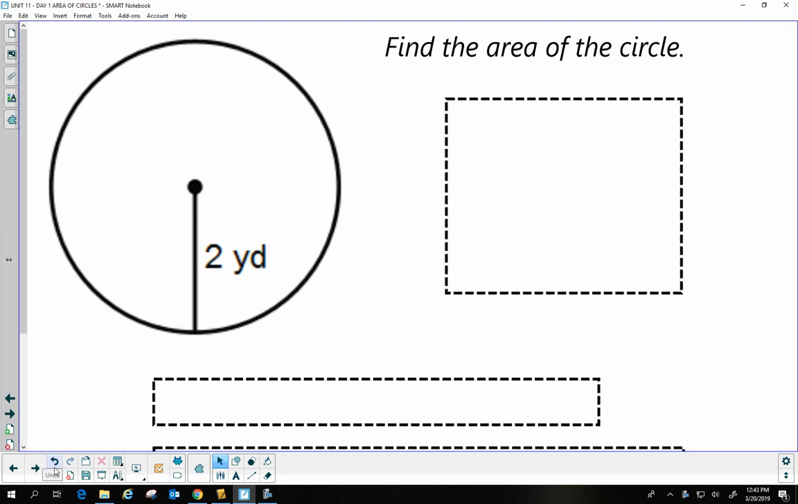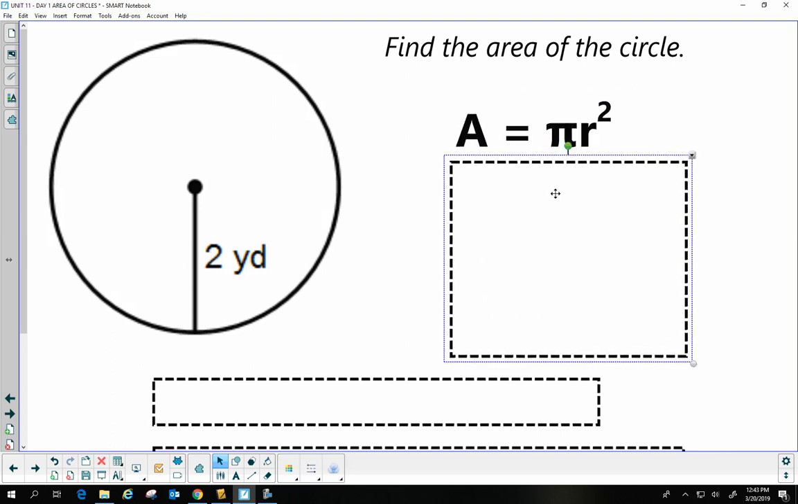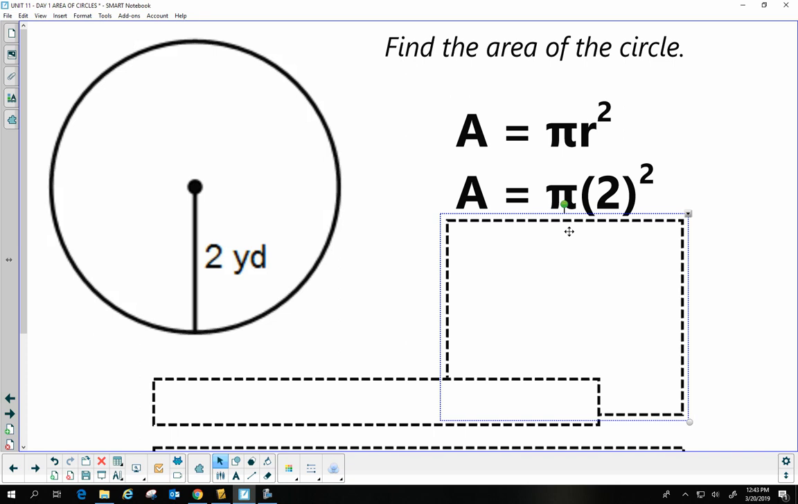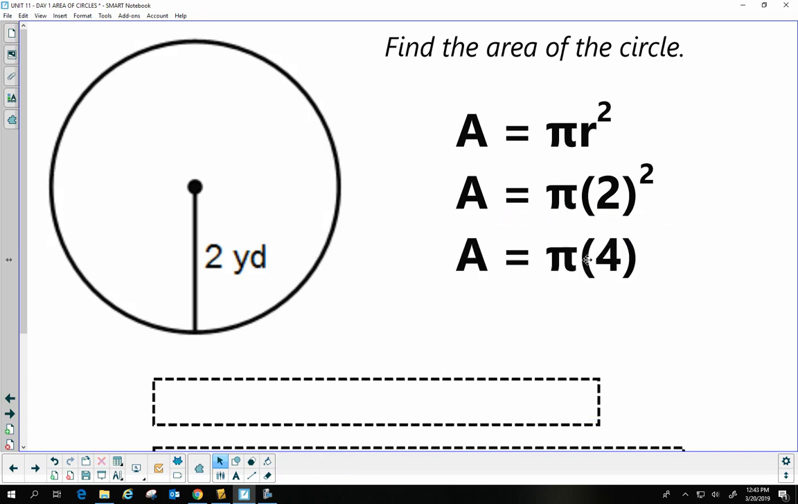So if I want to find the area of a circle, I just need to know its radius. So if I want to know how much area is in this whole space in this circle, I can plug this 2 into my formula. 2 squared is 4.